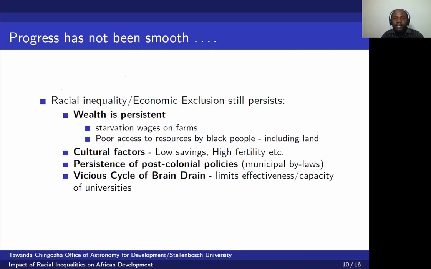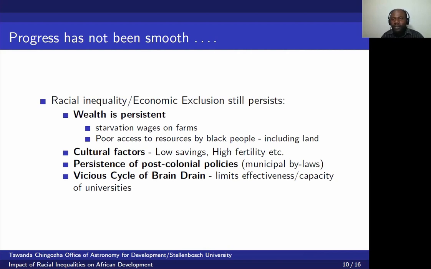So the distribution of income takes many years, decades and decades, if not centuries, for these incomes to converge, so that we address these racial inequalities. So we still have Black people working on farms, earning starvation wages, which are hardly enough to ensure that they can send their children to good schools. So that also affects the levels of educational attainment within the Black population.